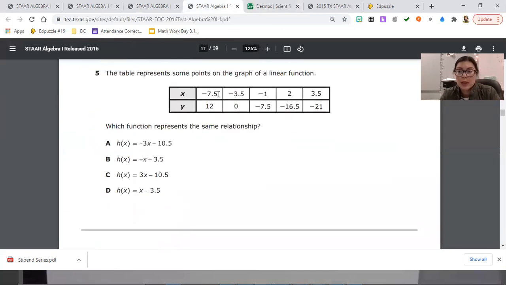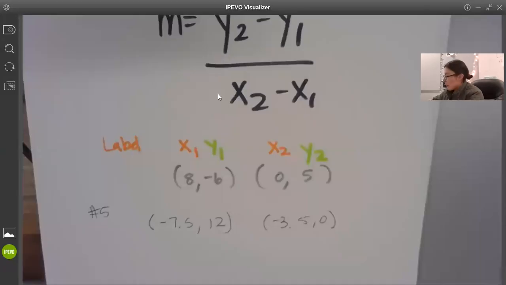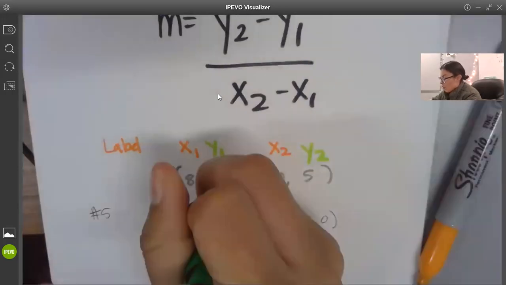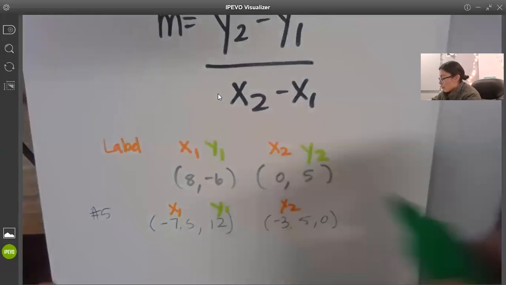So on this one, you have them in a table. You can still do the same thing. So what we're going to do is we just need 2 points. So we're going to pick 2 points and we're going to write them down. So this is number 5. I'm going to write down the first one, negative 7.5, comma 12, and negative 3.5, comma 0. Okay. And then I'm going to label x1. X always goes first, and then y1, x2, and then y2.